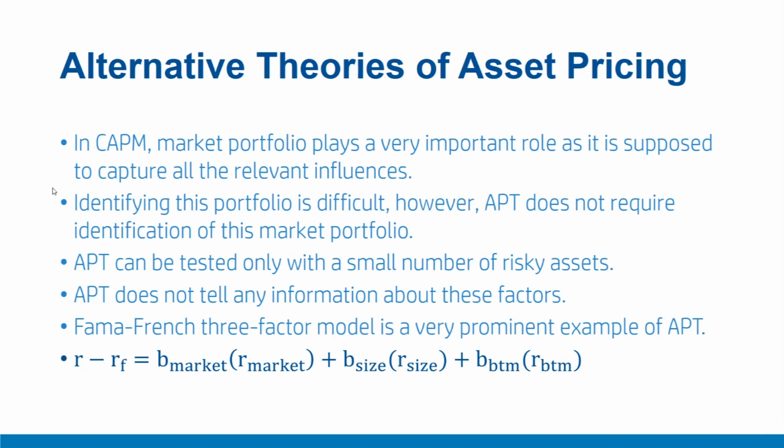As per the Fama-French three-factor model, the following equation may appropriately describe the expected security returns. That is, R minus RF, which is risk premium, equals B market into R market factor plus B size into R size factor plus B book-to-market into R book-to-market factor. Here Bis are the factor sensitivities and R factors are the risk premium on different factors, that is market, size and book-to-market. This is also known as the Fama-French three-factor model.